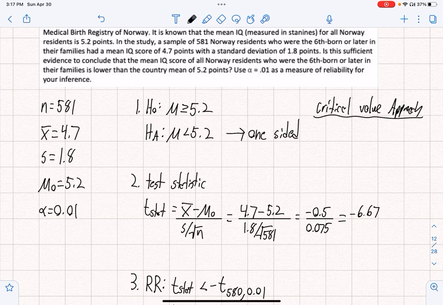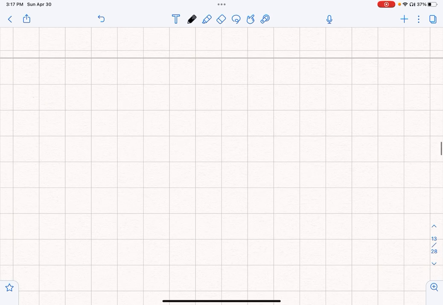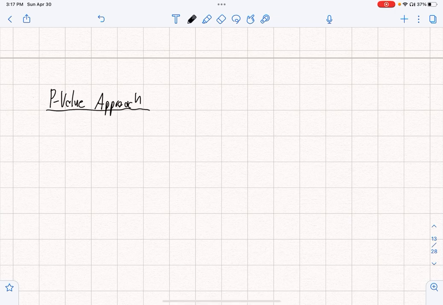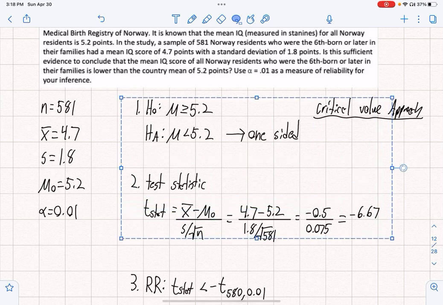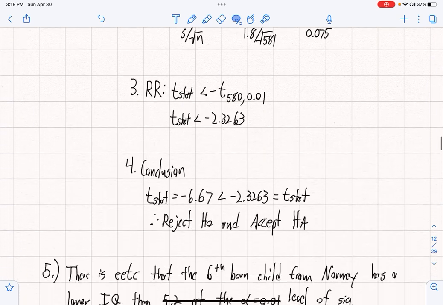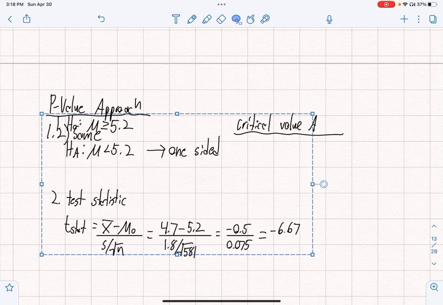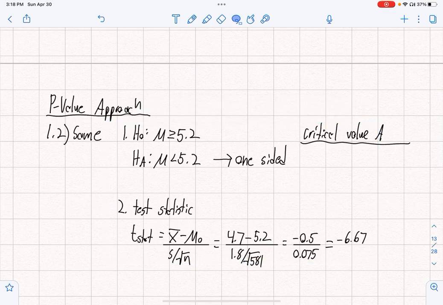Now let's do the p-value approach. We know steps 1 and 2 are the same as before, so if I want, I can just recopy them down here. Again, we don't usually do both methods. I'm just doing both methods here so that we can get more practice.